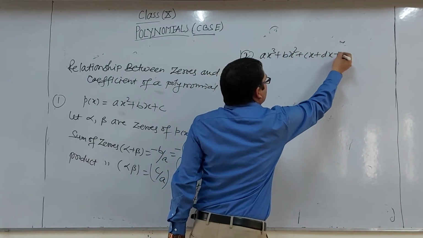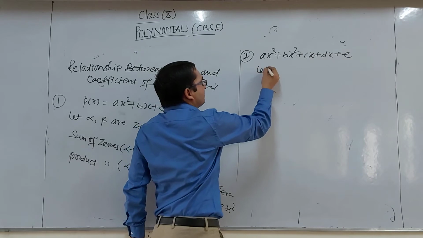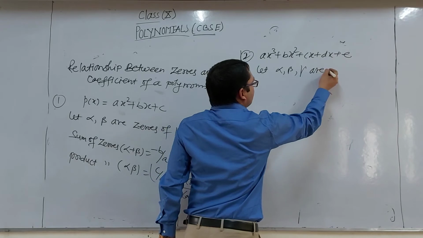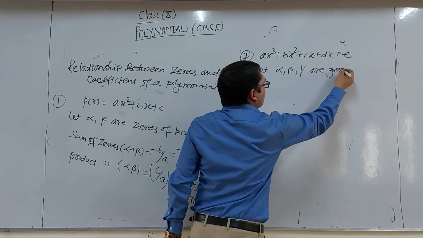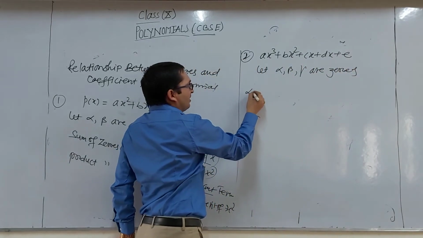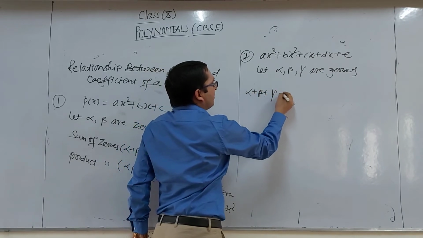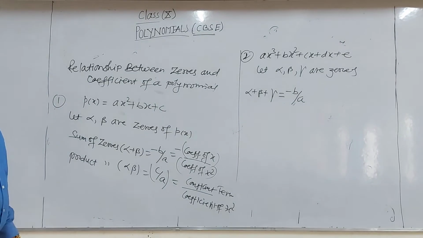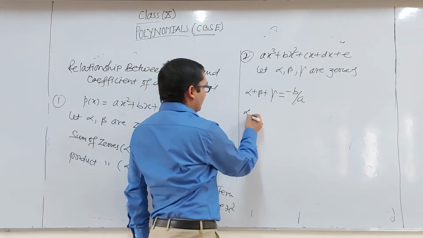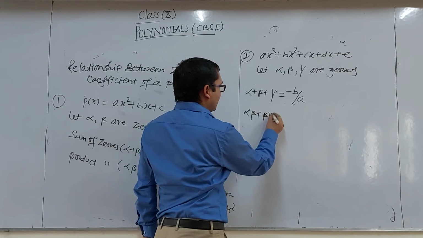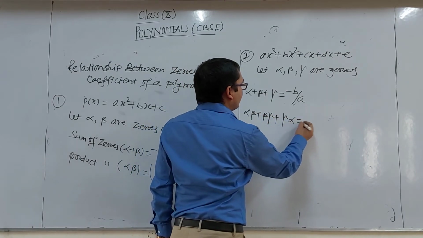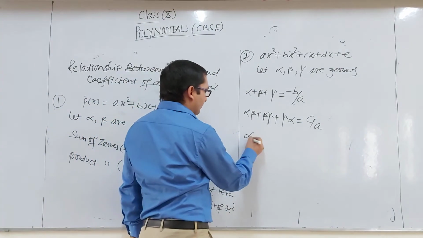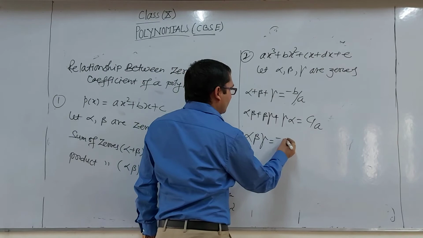plus d. Let alpha, beta, gamma be the zeros of the given polynomial. Then alpha plus beta plus gamma will be equal to minus b upon a. Second point, alpha beta plus beta gamma plus gamma alpha equal to c upon a. Then alpha beta gamma equal to minus d upon a.